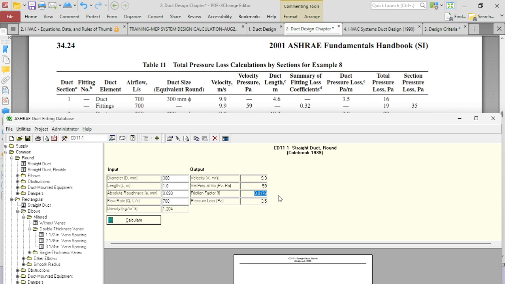Yeah, we are using Darcy's equation, right? No, the friction factor is using Colebrook. Colebrook. Yeah, and the pressure loss calculation is based on the Darcy equation. Okay. So this is the way you are getting it.